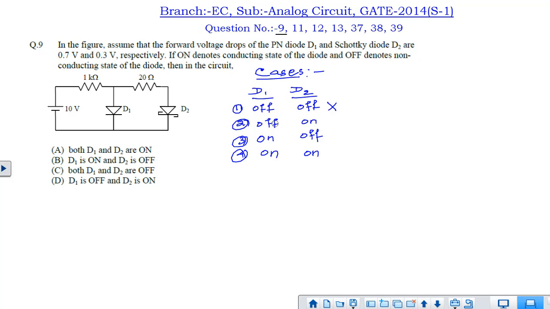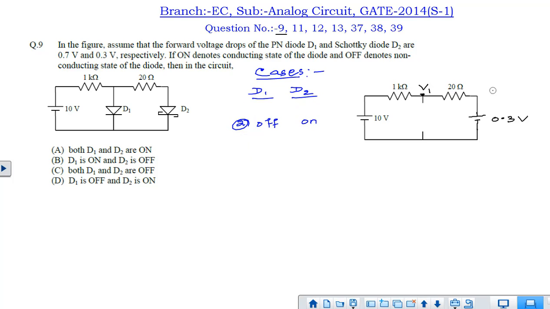That is, D1 is off and D2 is on. In this case, if we redraw the circuit, it can be drawn like this. Because D2 is on, we will replace the diode with a 0.3 volt source. Now we can find out what the potential at V1 is. First of all, we will try to find out the current, then we can find out V1.